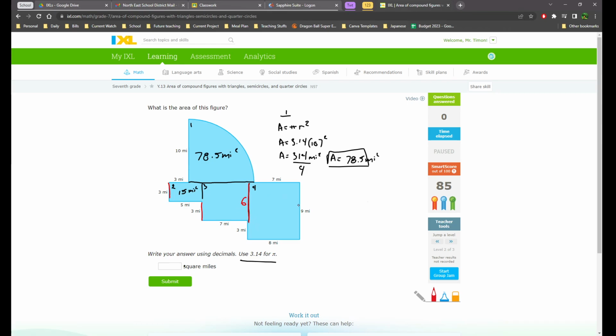Okay. I can also look at this side and say, hey, this whole thing over here is 9. So if I just take away this 3 from the 9, I'll end up with 6. 7 times 6, this one is 42 miles squared. And our last one here, we have both. It's 9 over here, 8 over there, 72 miles squared.